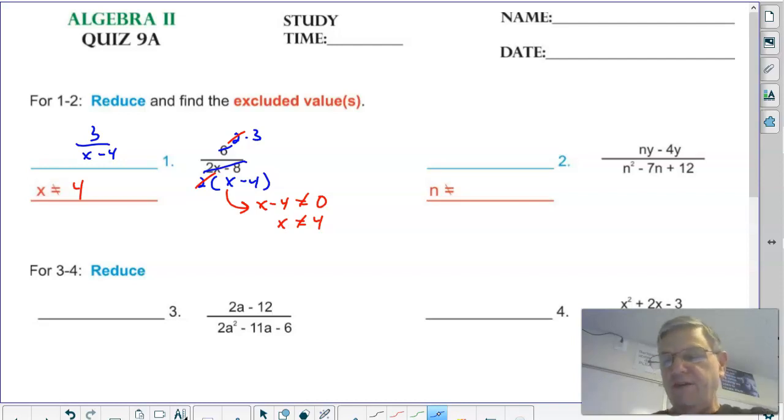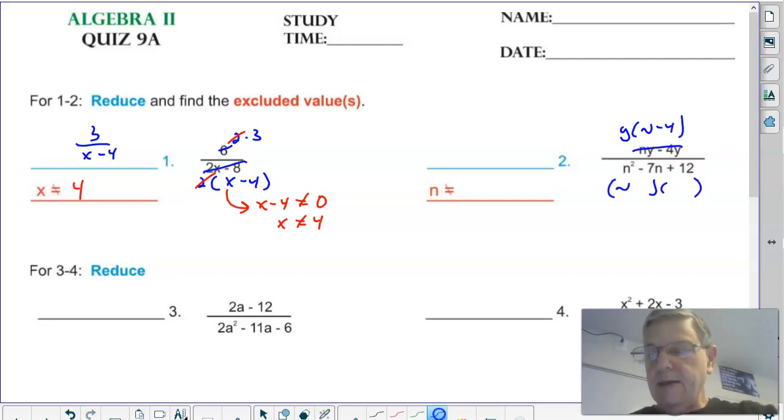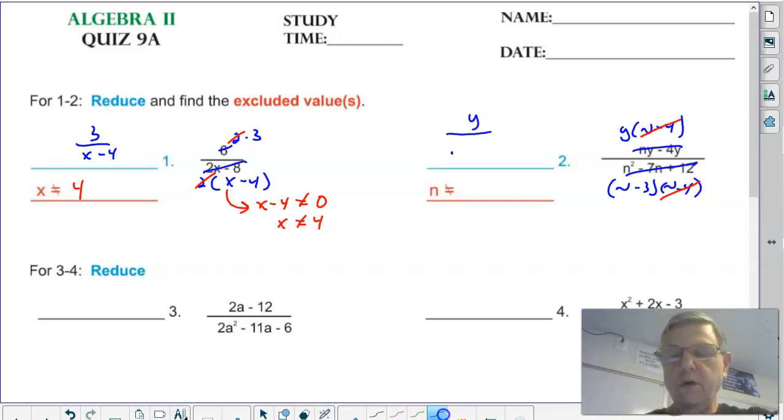Okay, number 2, factor. Got to factor out the common y out of the top. And let's factor the bottom. N and N, 12. I got to get a negative 7 in the middle. Negative 4, negative 3 gives me that negative 7 in the middle. All right, and then notice how these N minus 4's divide out. So what's the answer to number 2? Y over N minus 3.